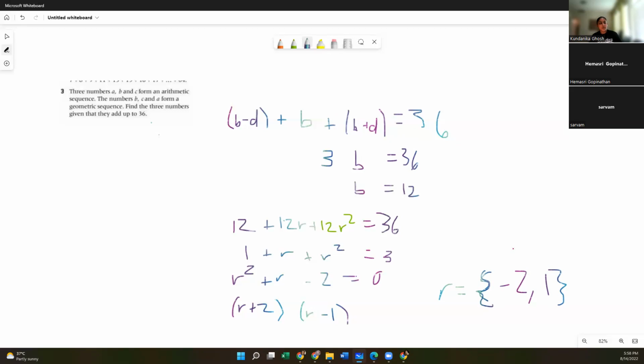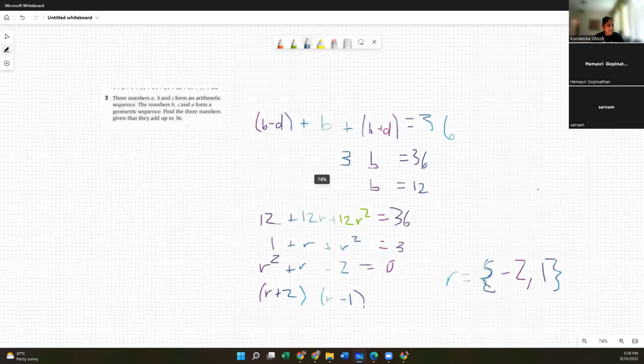Okay, so what we have here, we have two separate cases because R can be -2 or R can be +1, right? So what I'm going to do is plug the values that I got for R back into this equation over here. Substituting them back in so I can figure out the values for C and A. Sorry, I blanked out for a second.